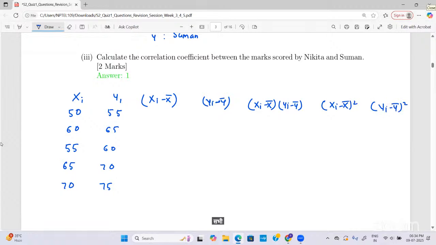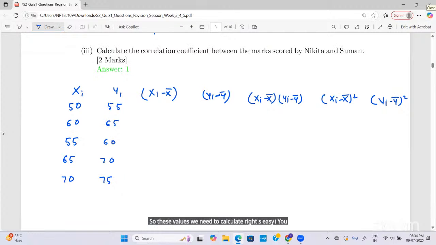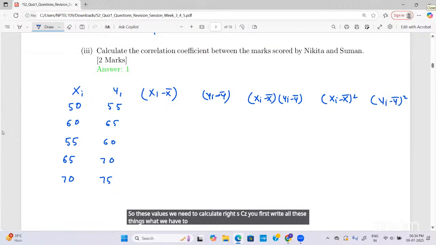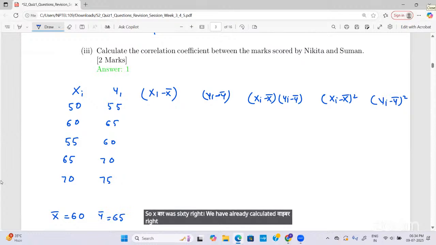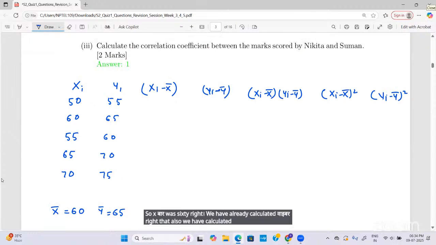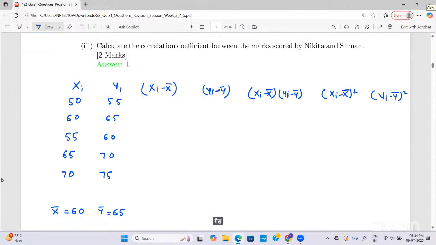So these values we need to calculate here. It's easy. You first write down what we have to calculate, and then you start your calculation. X bar was 60, we have already calculated it. And Y bar was 65, that also we have calculated in the previous parts.